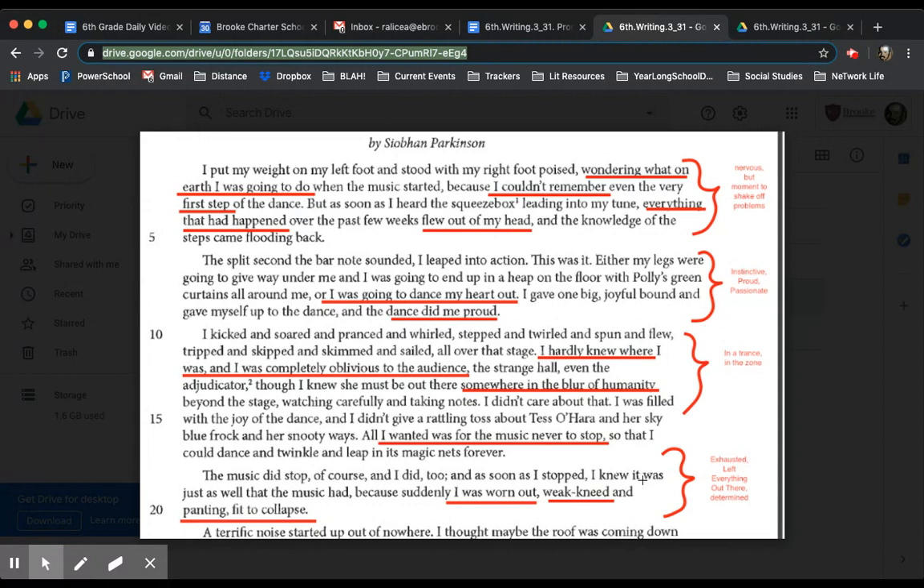And then the last paragraph: "I was worn out, weak-kneed, panting, fit to collapse." And this again suggests that she's someone who is exhausted, who leaves everything out there, and is extremely determined. Again, a lot of things to really pick apart here to use as a guiding principle for how I describe this character and use the voice of this character in my own narrative.